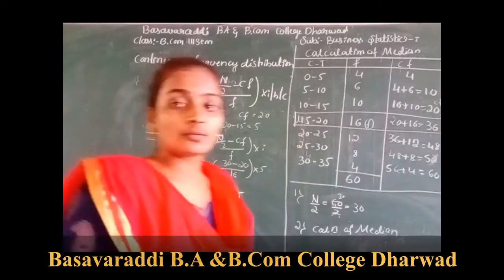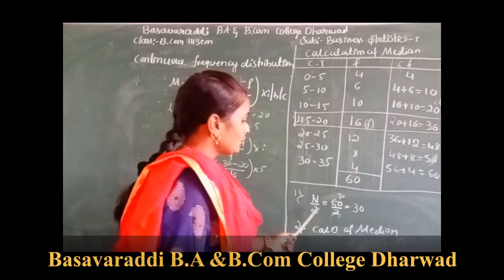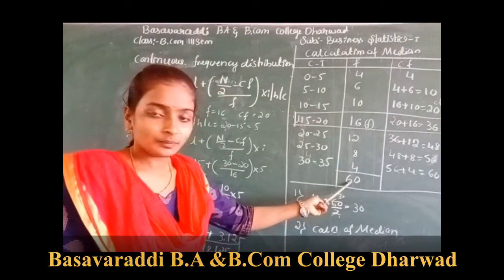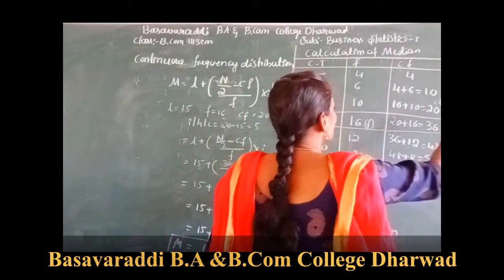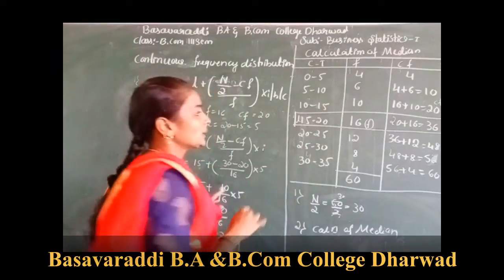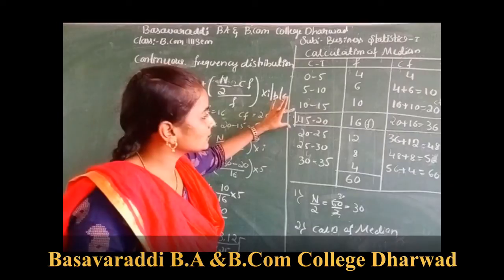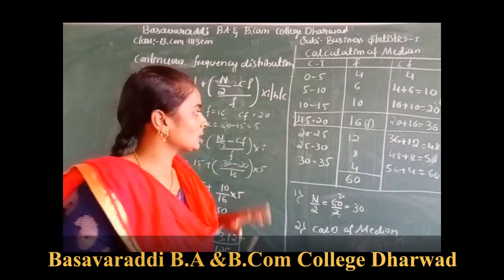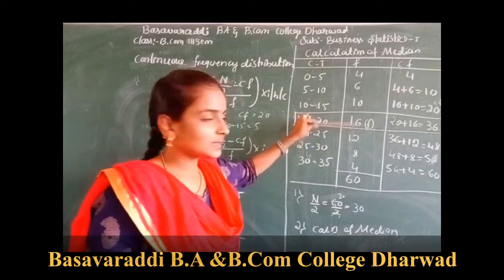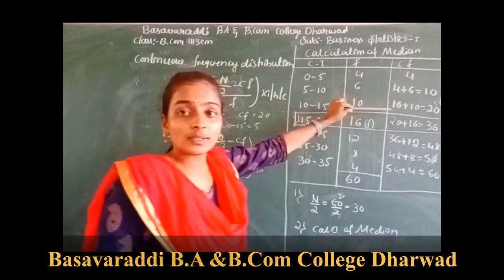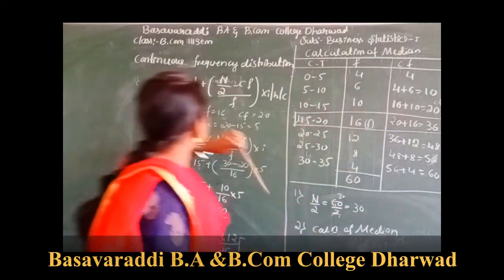First we have to calculate cumulative frequencies, then N by 2. N is 60, 60 divided by 2 is 30. We have to find out where our 30th value comes. Here, in 15 to 20, our 30th value will come. First, we have to calculate L, the lower class limit. 16 is the frequency. The cumulative frequency is lesser than N by 2, that value is 20.